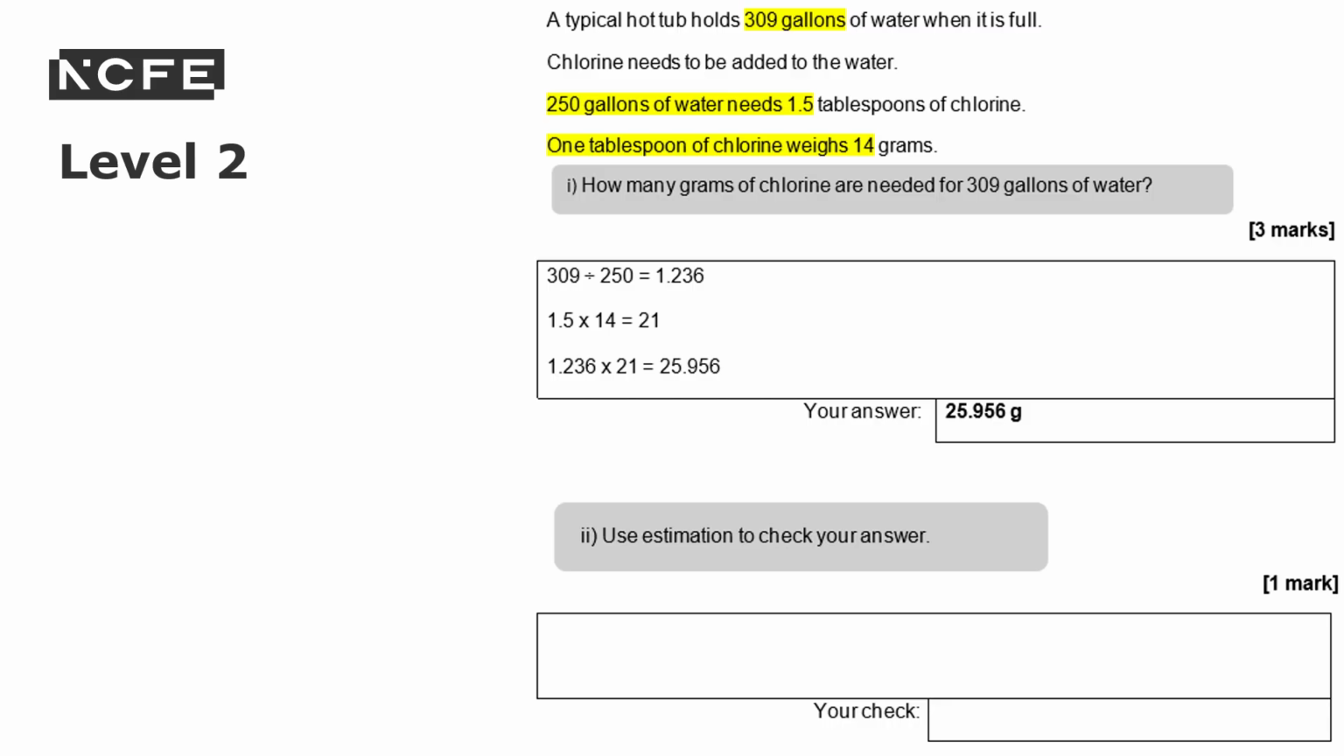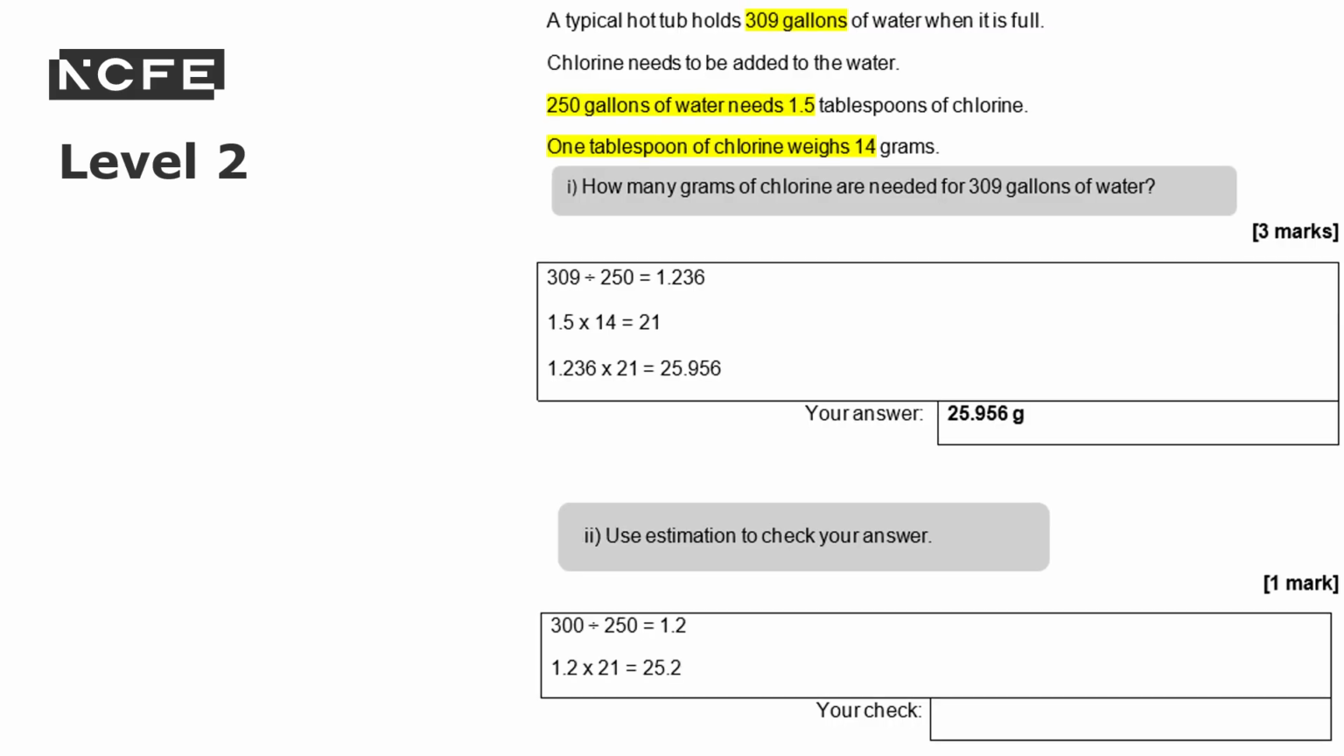And then it says to use estimation to check your answer. And here our learner has rounded the 309 gallons to 300, divided by 250 to get 1.2, and then they've done the 1.2 times 21 to reach 25.2. Now, there may be alternative estimations that can absolutely be awarded the mark. For example, the mark scheme for the estimation check question from our sample paper states OE, that means or equivalent, any reasonable calculation. It must include at least one estimate.